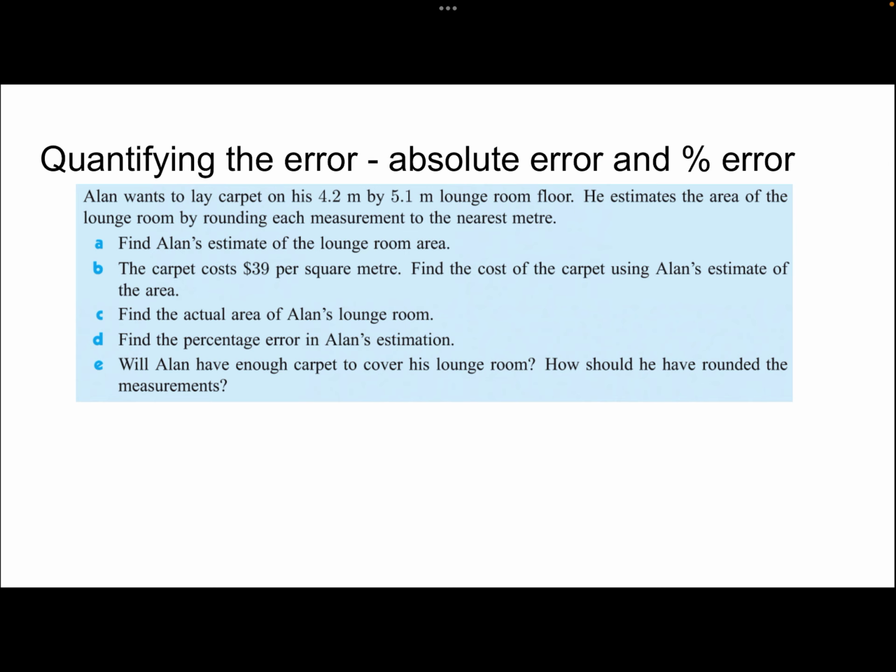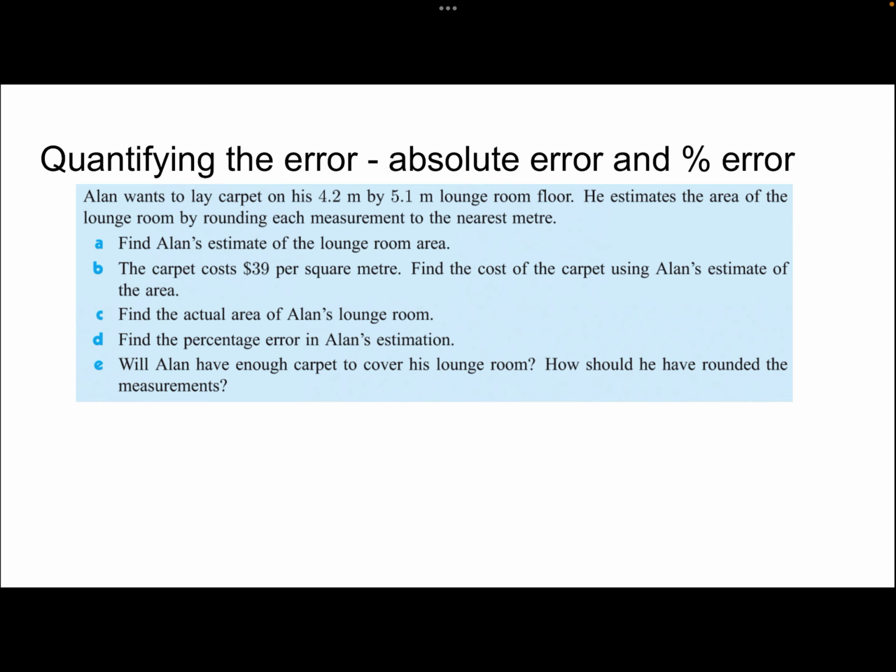So let's see how this works out for you guys, okay? It says that Alan wants to lay carpet on his 4.2 by 5.1 meters lounge room floor. He estimates the area by rounding each measurement to the nearest meter, okay? So in this case, the 4.2 meters is probably going to be rounded. Let's figure out what is Alan's estimate of the lounge floor area, okay?